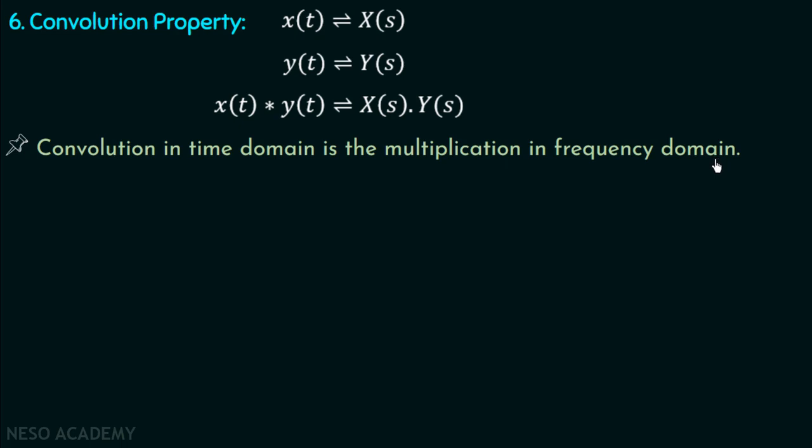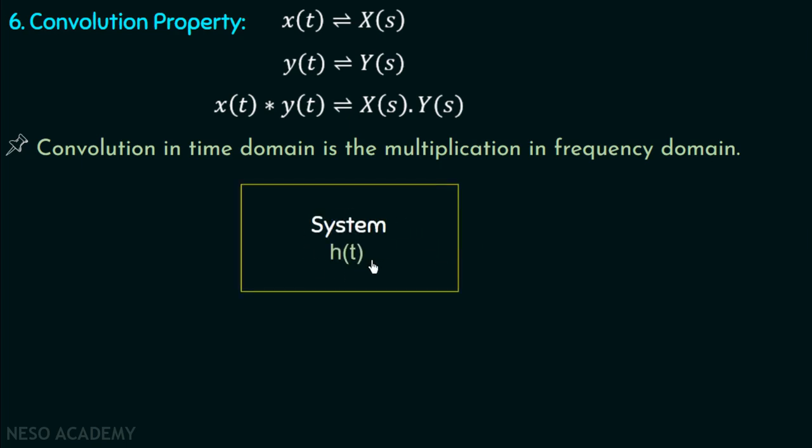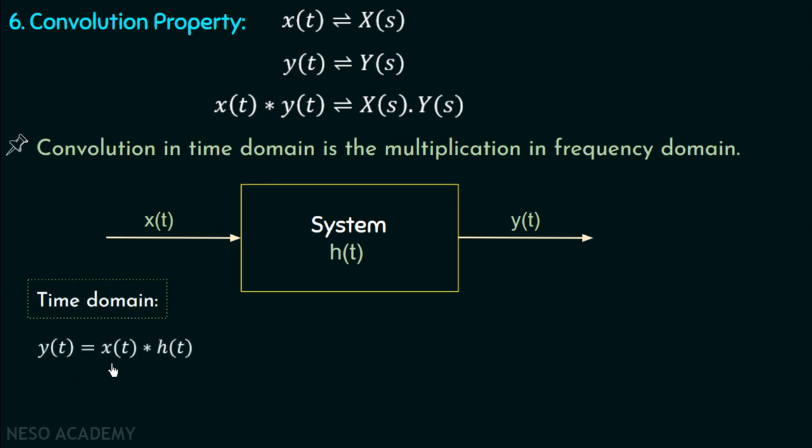We can understand the significance of the convolution property of Laplace transform by using the following example. Suppose we have a system, an L.T.I system of course, with impulse response h of t. Suppose the input x of t is given to this system, and we have y of t as the output. We can calculate y of t, the output of this system, in the time domain as y of t equal to the convolution of x of t with h of t. It means that we need to convolve these two functions x of t and h of t in order to calculate the output of the system.